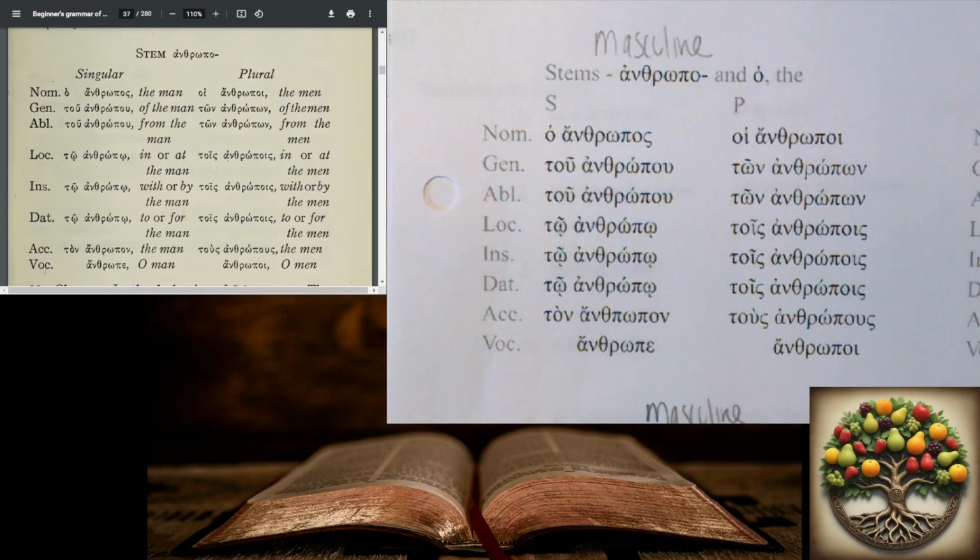Okay, so that's pretty much it for the lesson on the continuation of the O declension, and we'll get to the exercise and our accent rules.